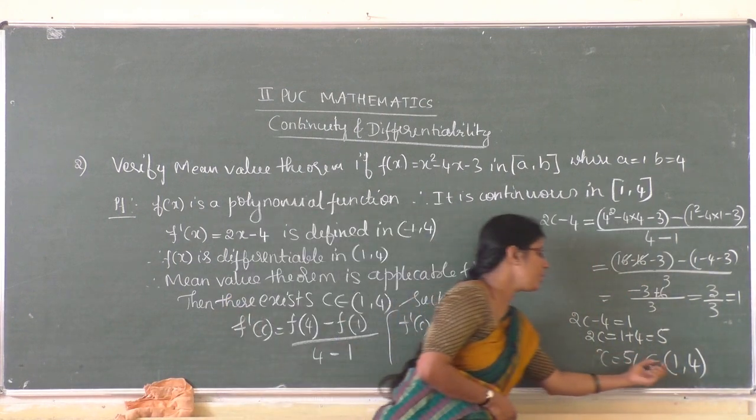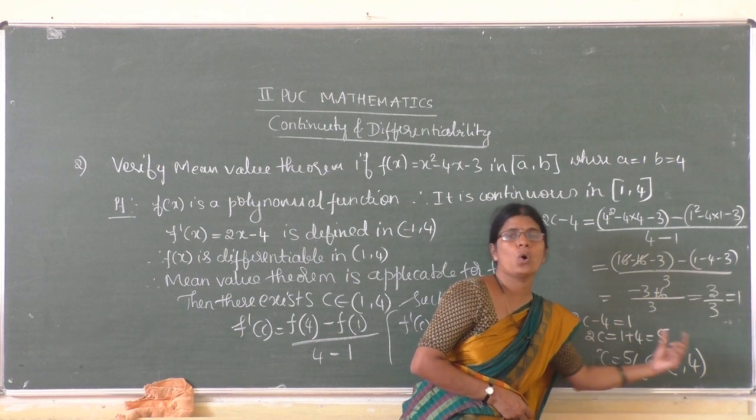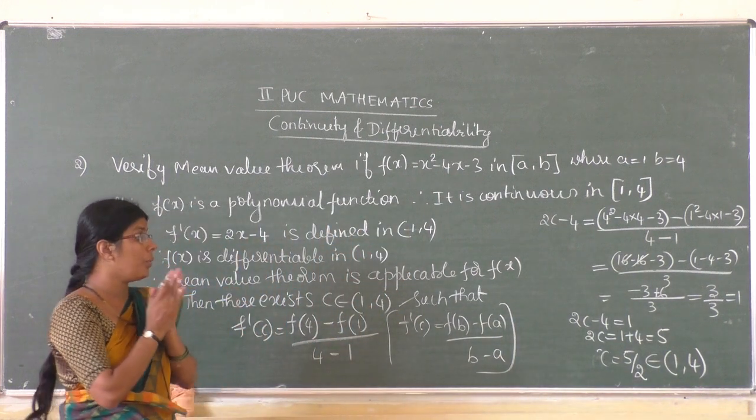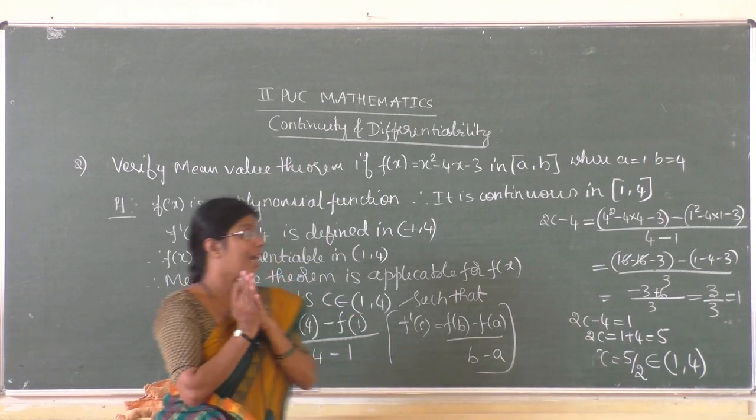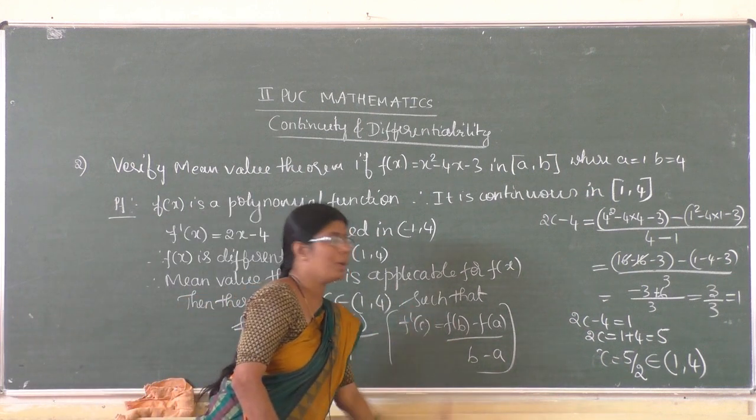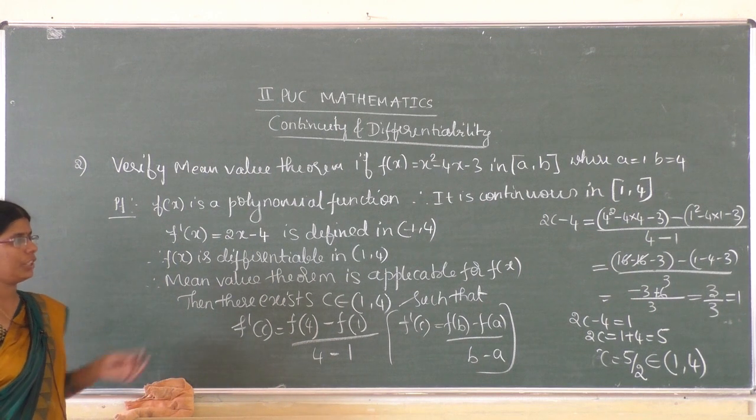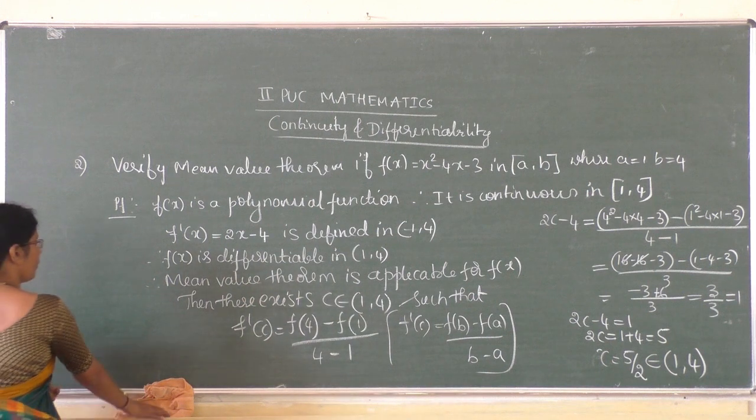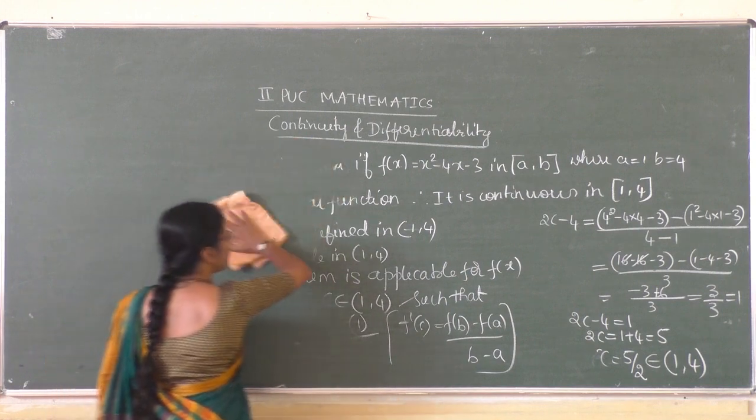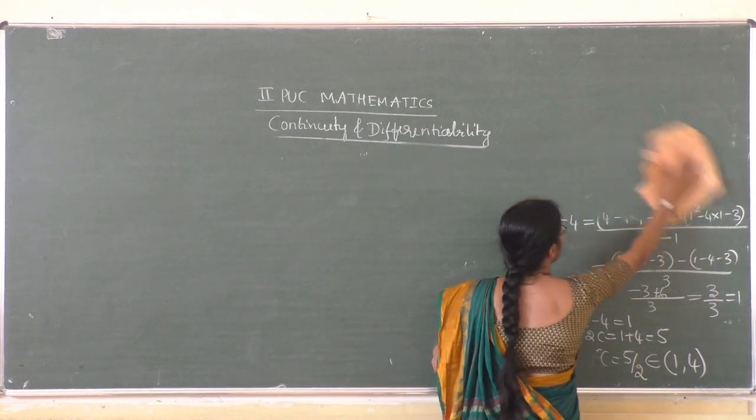See here, always you have to write open interval. This number belongs to the open interval, so you should write it appropriately. If you write closed interval 1, 4, then it will be wrong. Therefore mean value theorem is verified here. So this is how we check Rolle's theorem and mean value theorem for different functions. Now we take one more example.